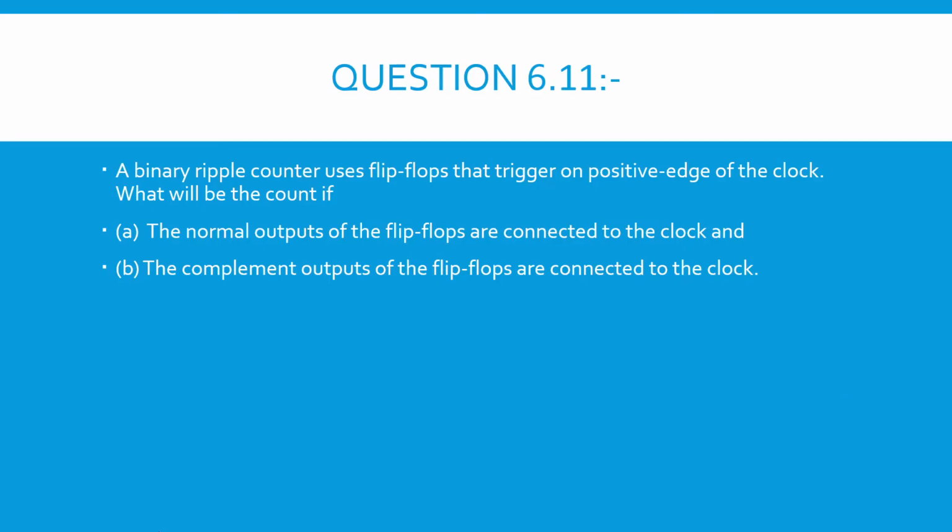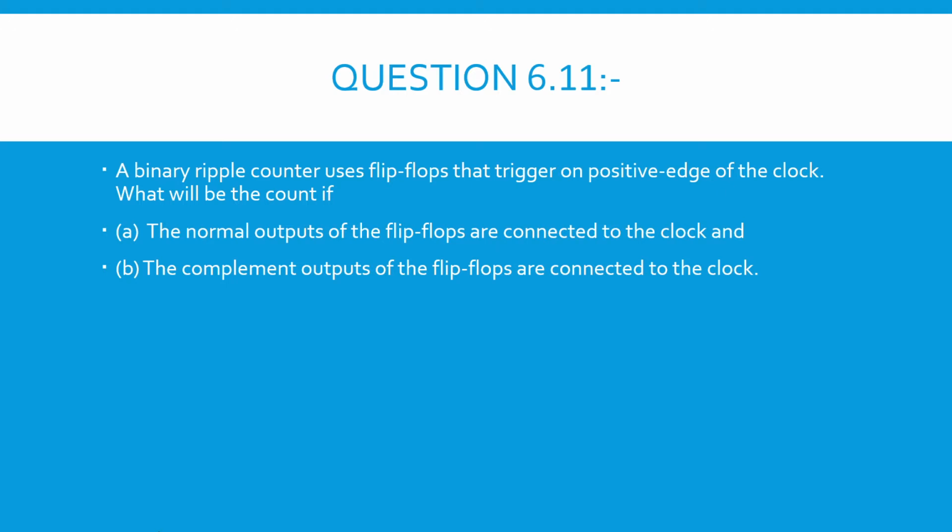The question says that a binary ripple counter uses flip-flops that trigger on the positive edge of the clock. What will be the count if the normal outputs of the flip-flops are connected to the clock, and if the complemented outputs of the flip-flops are connected to the clock?